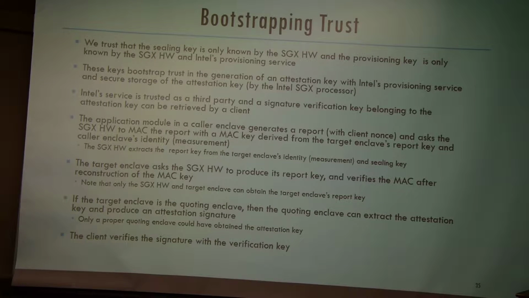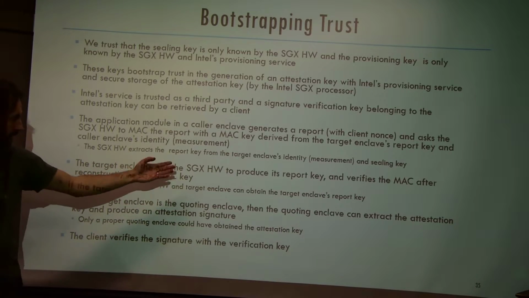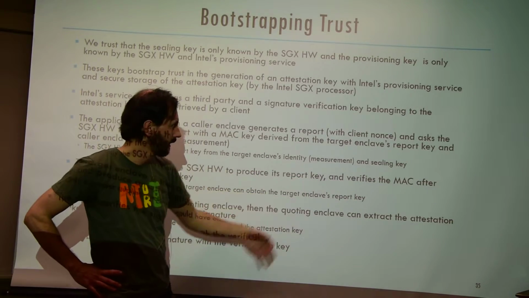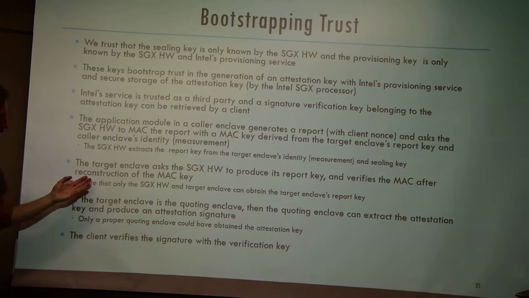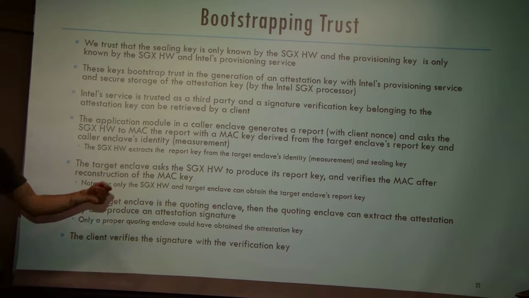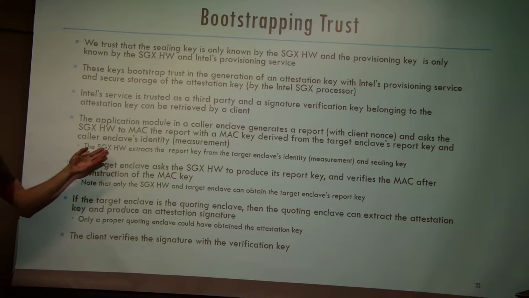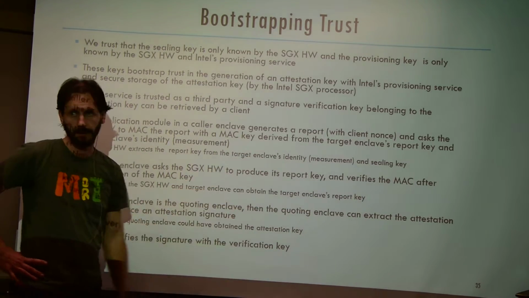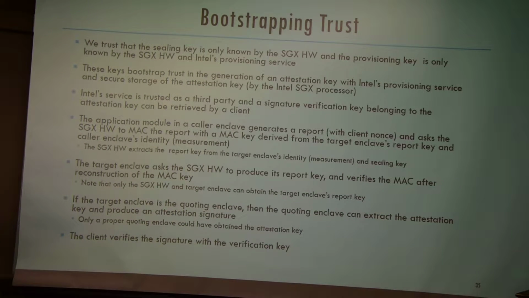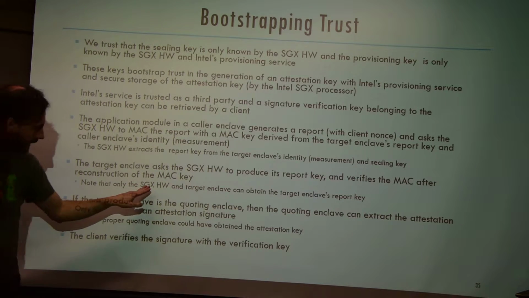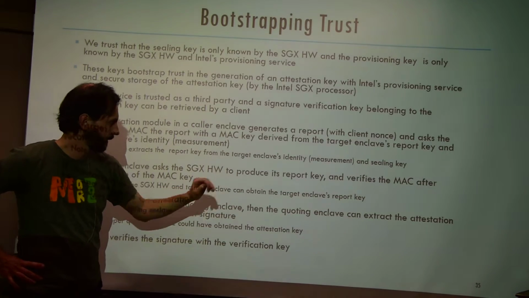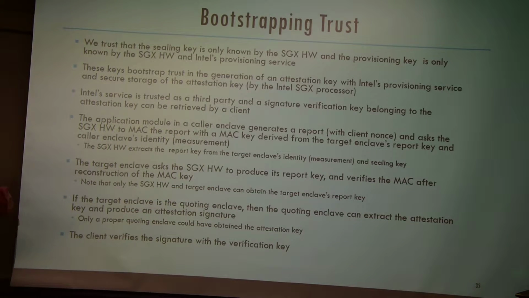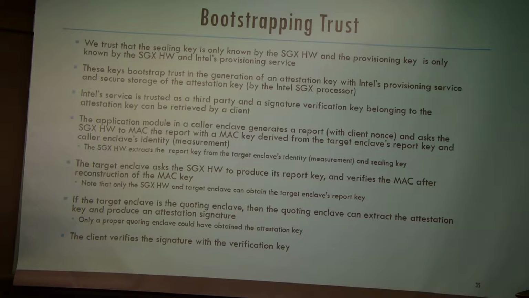Effectively, that helps you. So the target enclave asks the SGX hardware to produce its own report key. Now it can verify the MAC after reconstruction of the MAC key. The caller enclave calls the SGX hardware to extract the report key for the target enclave and then MAC the stuff, right? So note that only SGX hardware in the target enclave can obtain the target enclave's report key. So it's a good hardware isolation principle in place.